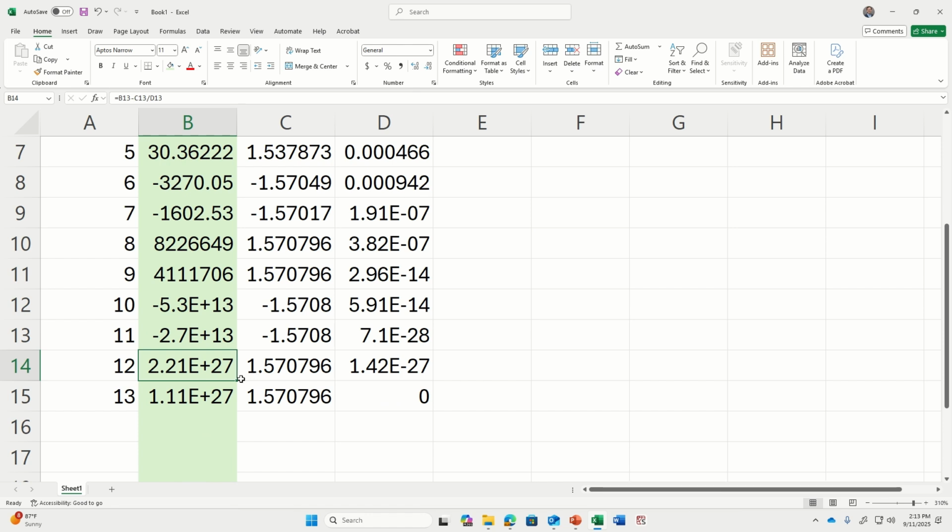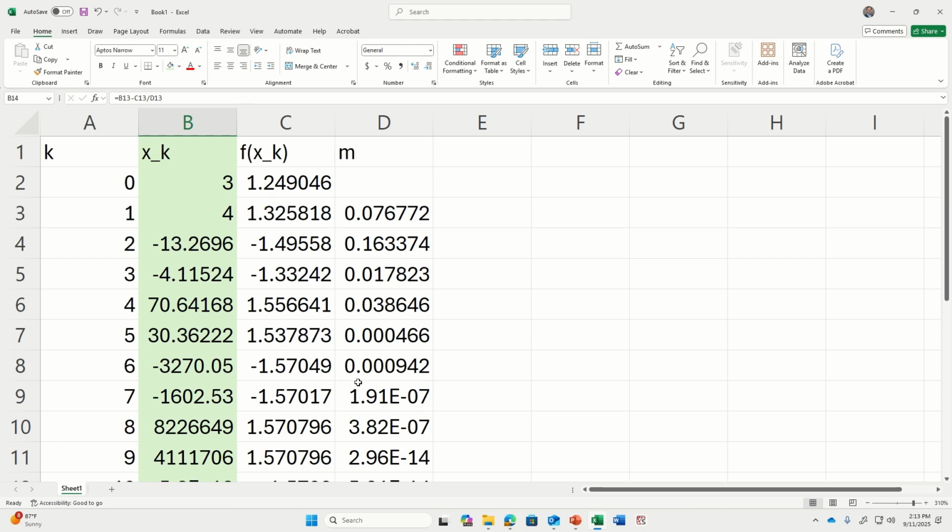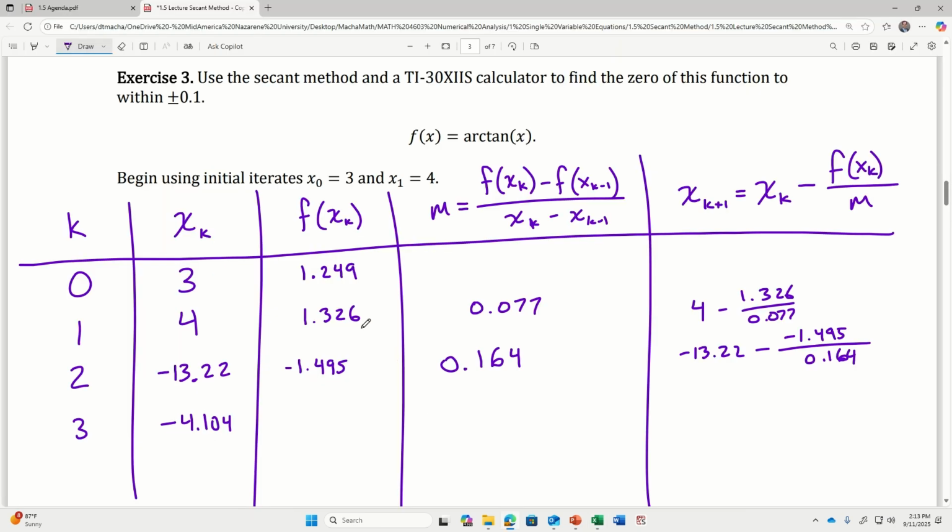You remember when Newton's method diverged for the same function? We were trying to find arctangent of x equals 0. But for the arctangent function, Newton's method tended to diverge if we didn't start close enough to 0. And since the secant method is just kind of an approximation of Newton's method, it's going to do the same thing. It will also fail.